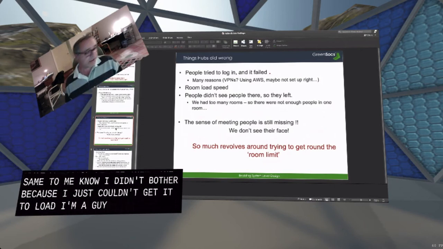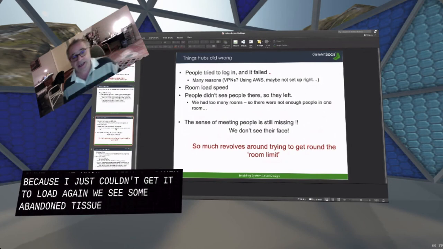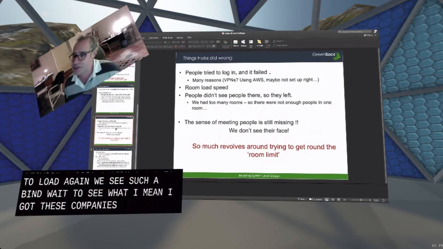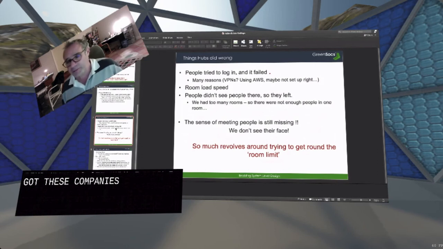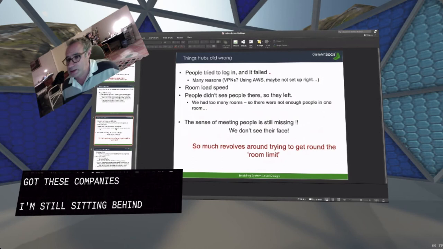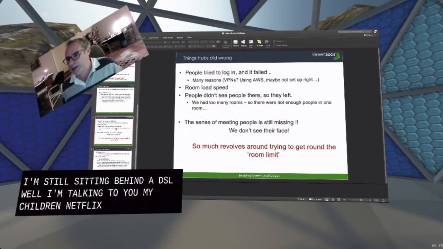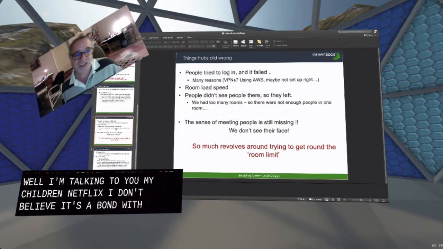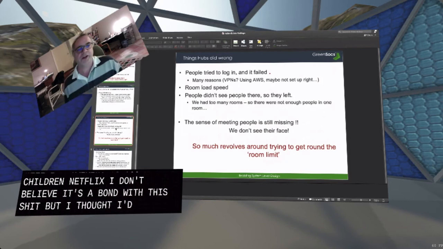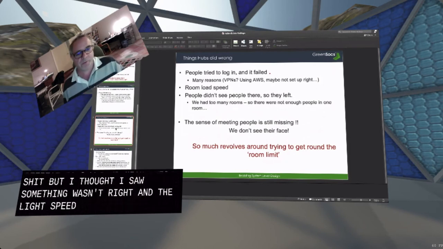Again, was this a bandwidth issue? I don't know. I mean, these companies tend to have reasonable bandwidth, and most of these people don't normally complain about bandwidth. And I'm sitting behind an ADSL, talking to you, while my children are currently watching Netflix. I don't believe it's a bandwidth issue, but I don't know. Something wasn't right, and the load speed was important.